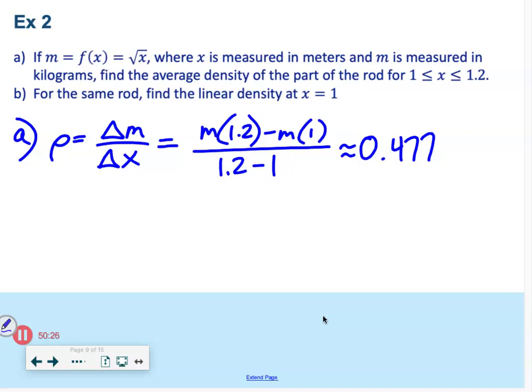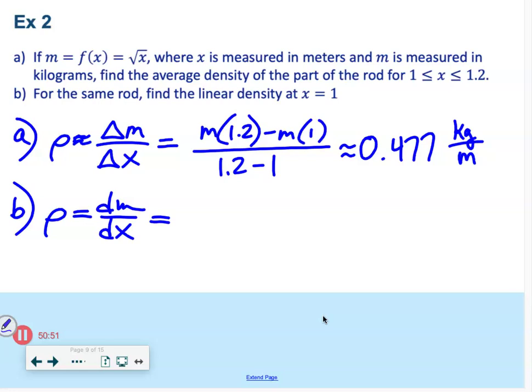All right, units. What is mass measured in? Kilograms. What is length measured in? Meters. There's your units. It's the units of mass over the units of your length. All right, linear density. That's the derivative of the mass with respect to length. That's your instantaneous rate of change. Everyone take a second and find the instantaneous rate of change of m with respect to x.